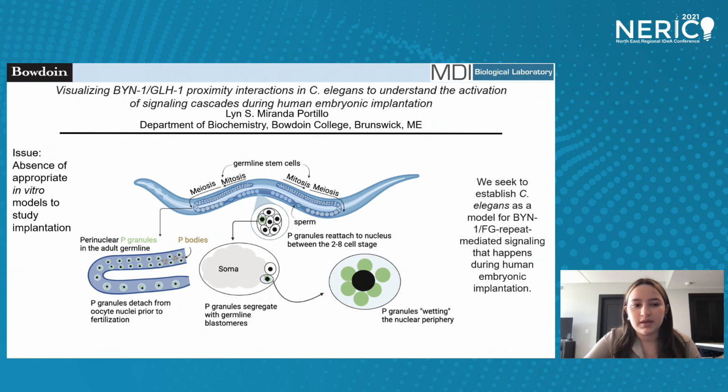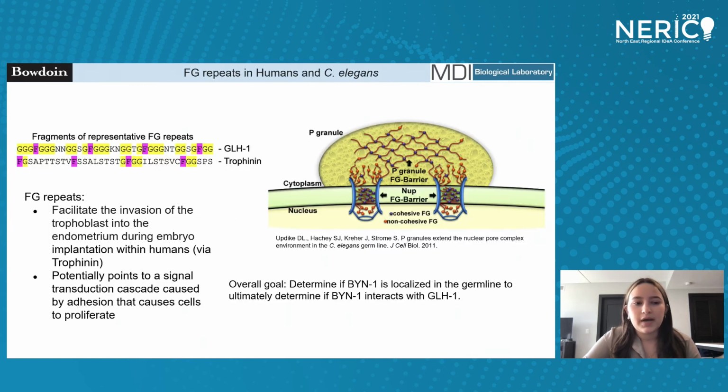An overview of the germline of C. elegans shows that after undergoing mitosis and meiosis, we see perinuclear P granules in the adult germline. P granules are specific to the germline and contain the DEAD box proteins GLH1 through 4. Past studies have shown that GLH1 contains phenylalanine glycine, or FG repeat domains, which are small hydrophobic segments that break up long stretches of hydrophilic amino acids.